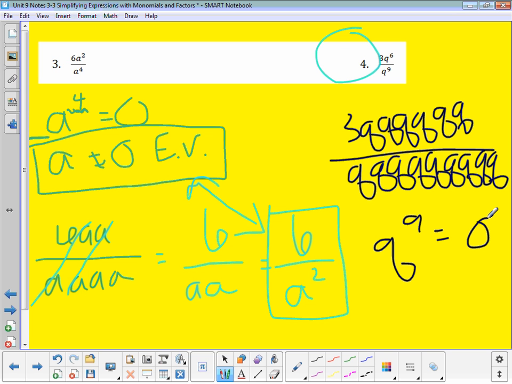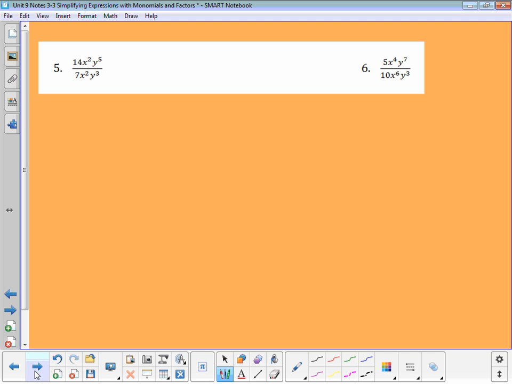Think of it this way. For this one, in order for a times a times a times a to be equal to 0, we're going to have to multiply 0 by some point. So 0 times 0 times 0 times 0 is going to be equal to 0. So that's why a to the 4th, in order for that to be equal to 0, a has to be equal to 0. So use that idea for number 4.